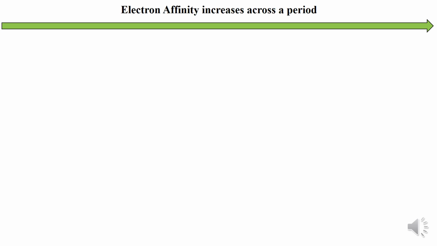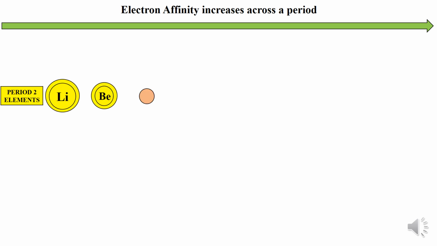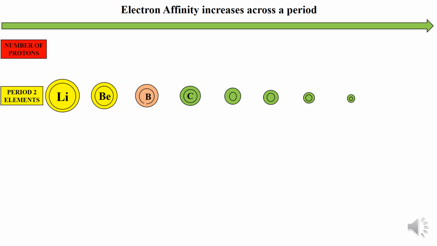Now going by the trend, electron affinity increases across a period. So period 2 elements: lithium, beryllium, boron, carbon, nitrogen, oxygen, fluorine, and neon. You can see the size decreases and the number of shells remains constant. So what about the number of protons? The number of protons increases as you move across the periodic table from left to right.